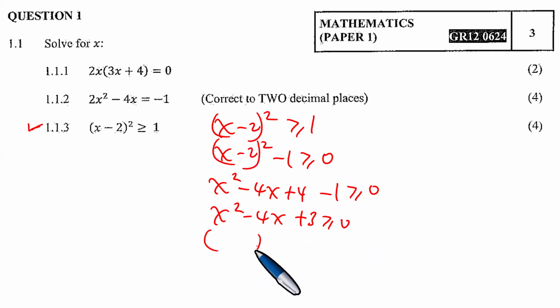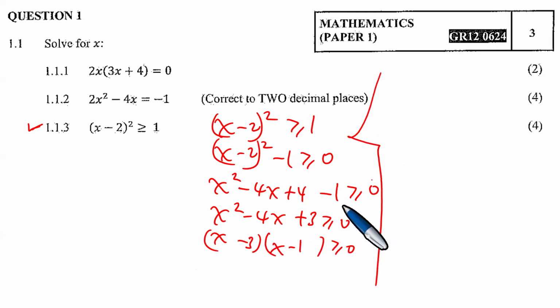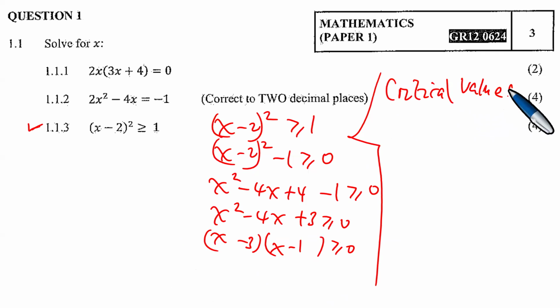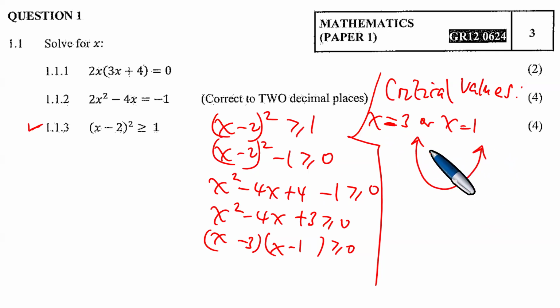Upon careful examination, we can easily find the factors of x², which are x and x, and the factors of 3, which are -3 and -1. And this gives us the critical values. What are the critical values? The critical values are exactly x = 3 or x = 1. Now we take these critical values and plot them on the number line, but draw just a rough sketch of the possible graph of the inequality.